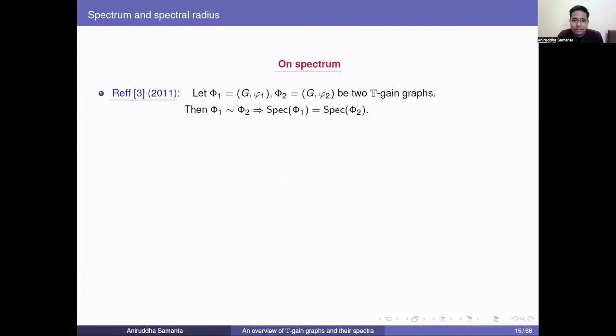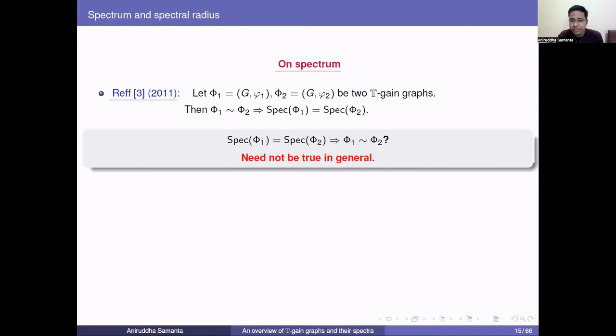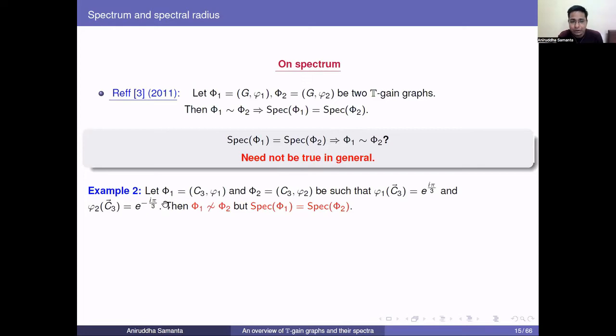Well, now another result on spectrum. Again recall this result: if phi 1 is switching equivalent to phi 2, then they have the same spectrum. However, the converse need not be true in general. Here we have one example. Let phi 1 and phi 2 be two T-gain graphs on the structure C3, a cycle with 3 vertices. Then we can see phi 1 is not switching equivalent to phi 2. However, they have the same spectrum. So for arbitrary phi 1 and phi 2, we are not able to get the converse of this statement.